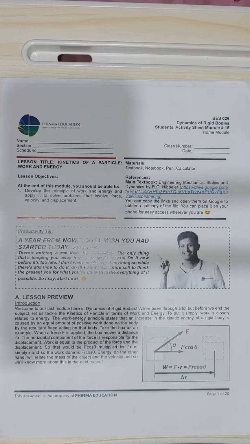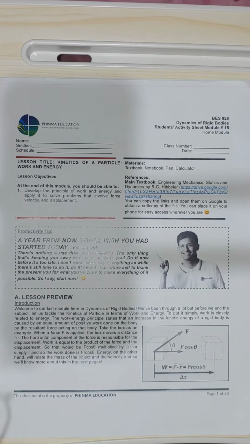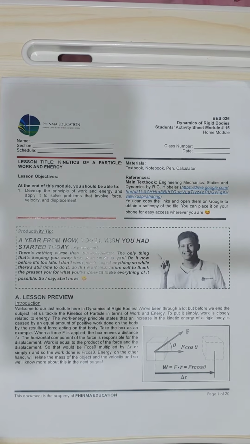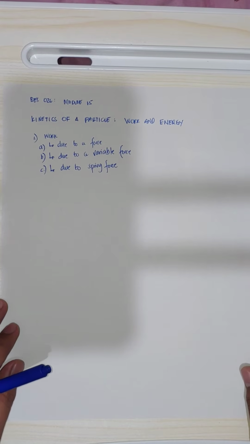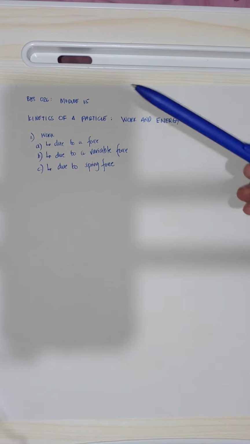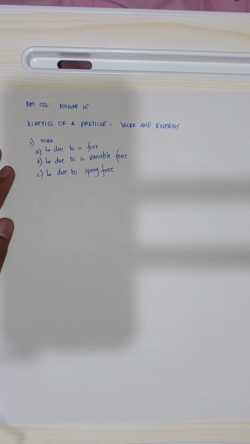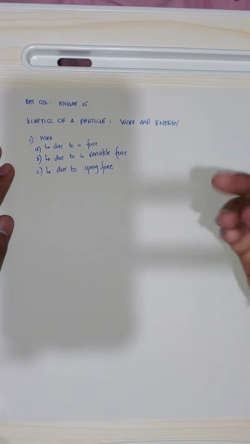We're going to talk about work and energy. So our last topic is about the kinetics of the particle, especially on work and energy. First, we're going to define what is work and then discuss the work due to a force, due to a variable force, and due to a spring force. So what is work?